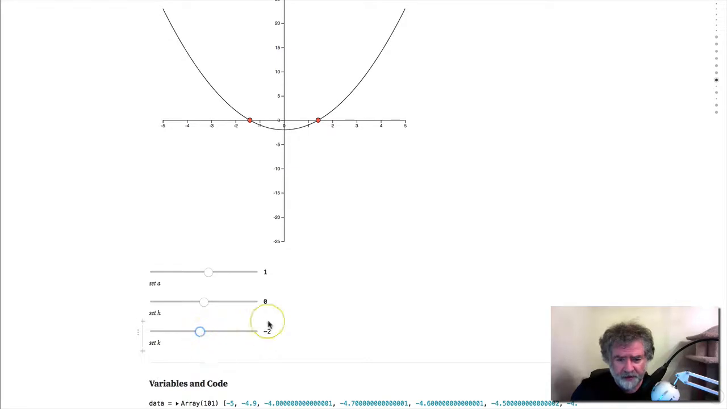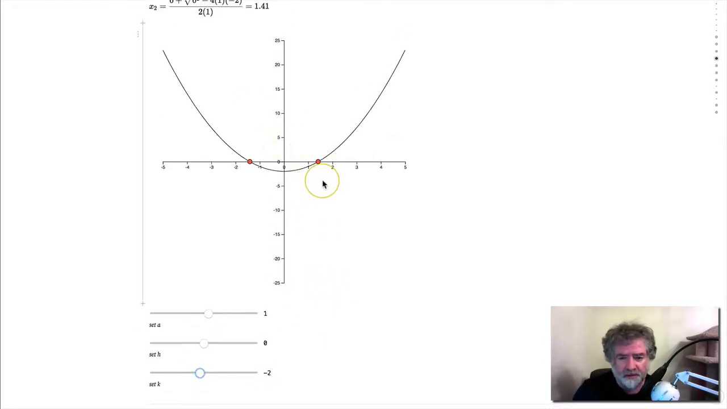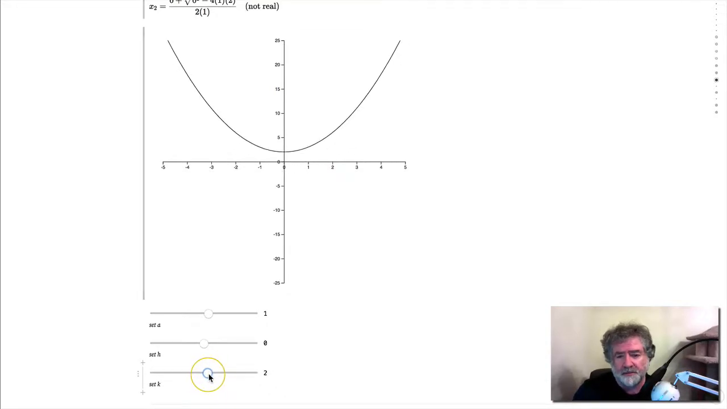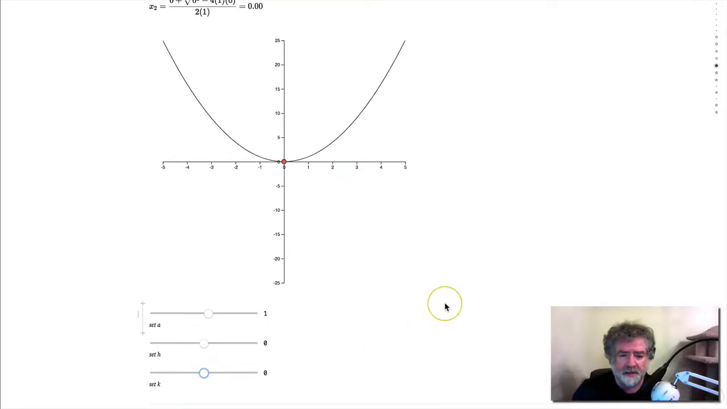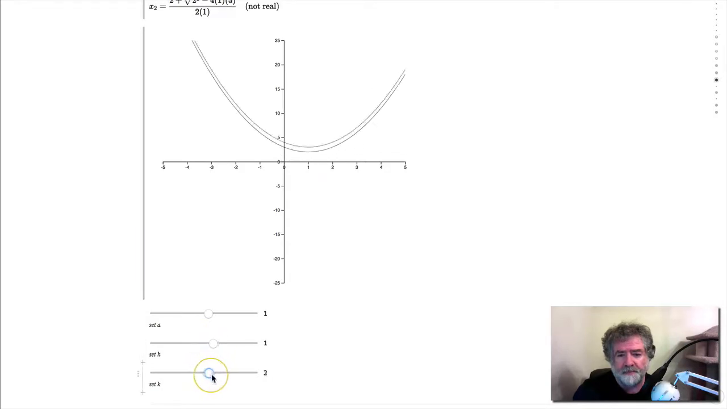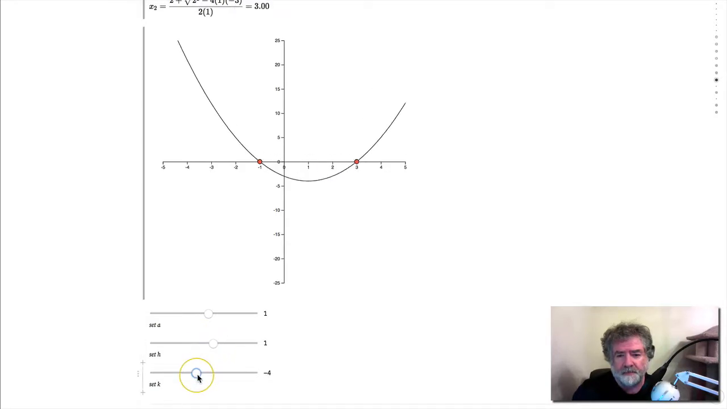But as you can see, I've also added dots where the parabola crosses the x-axis, so dots where the roots are. So sometimes that's two distinct roots, sometimes that's just one like this, and sometimes it's none. So the idea is for the students just to pick a parabola to work with and then practice finding the roots. So let's try one here. Try this one.